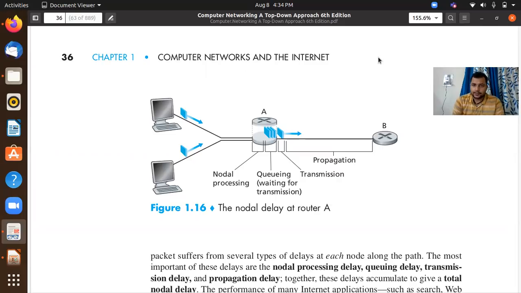Here once again we'll discuss delays in network. There are four kinds of delays: processing delay, transmission delay, propagation delay, and queuing delay. So one by one we will discuss these delays through this example.